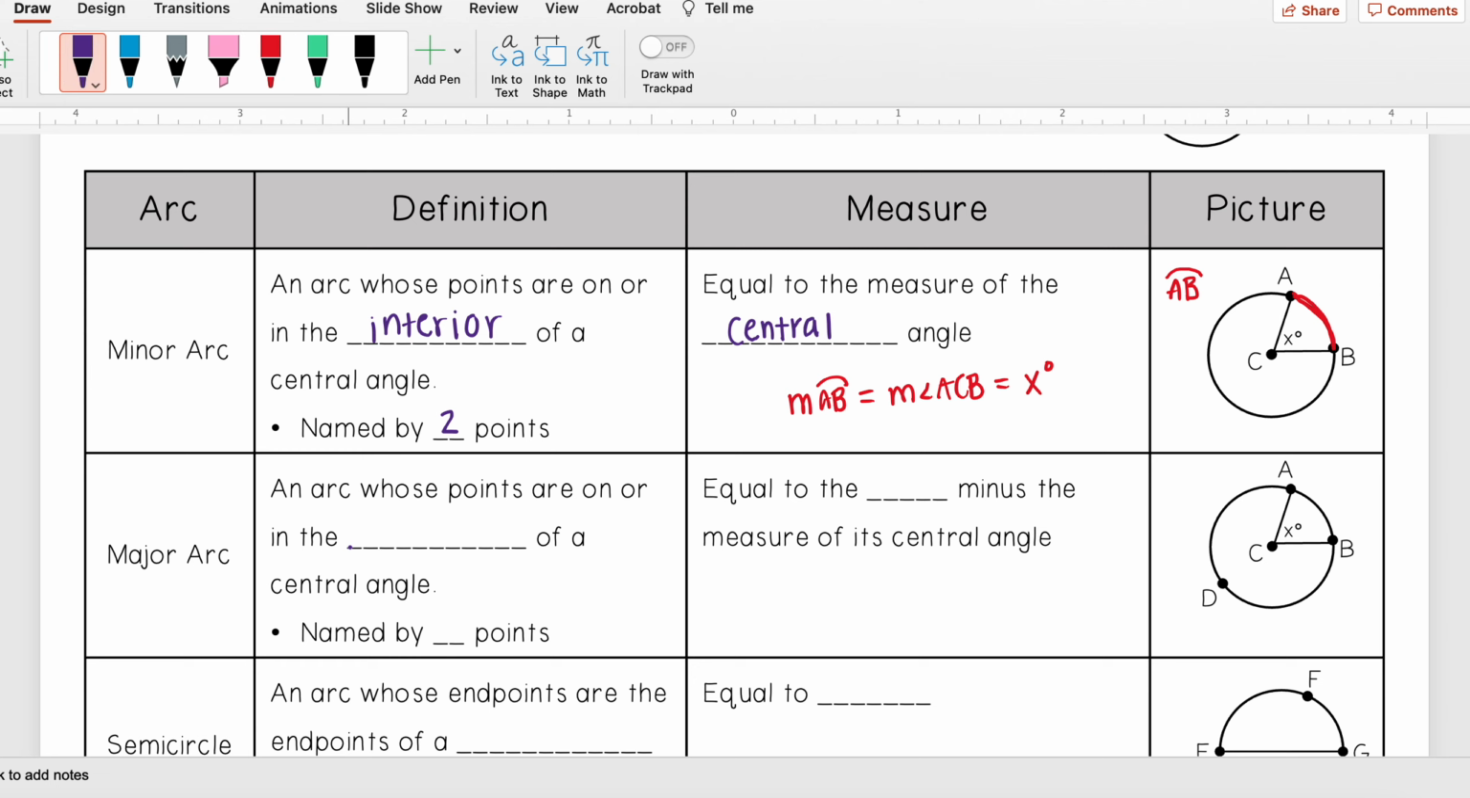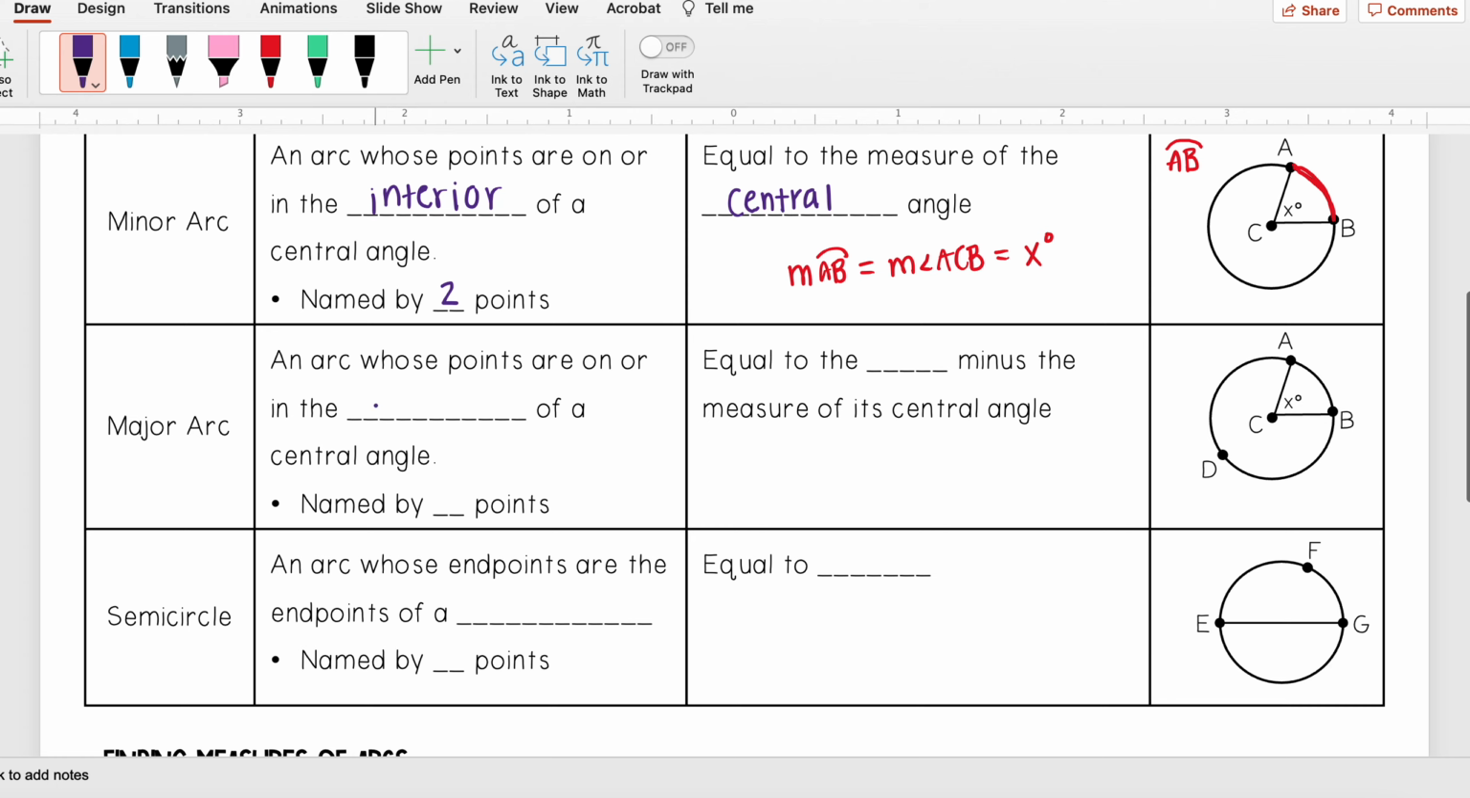Now, major arc, on the other hand, is an arc whose points are on or in the exterior of a central angle. And so that we don't get our minor arcs and major arcs mixed up, major arcs are always named by 3 points. So an example of a major arc here would be this whole part of the circle. It's basically everything except for my minor arc AB. And I can name this by ADB.